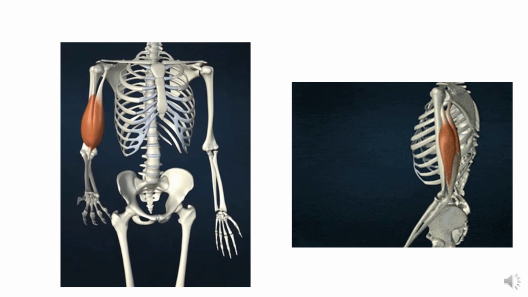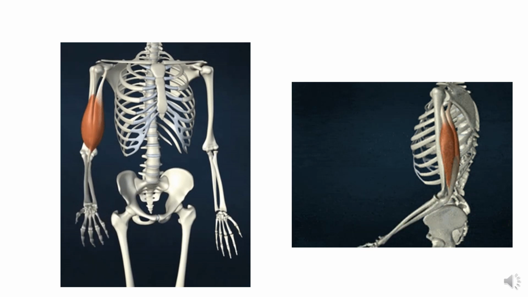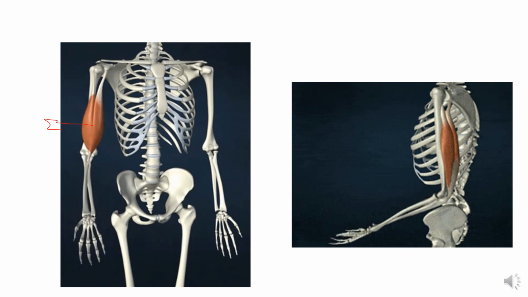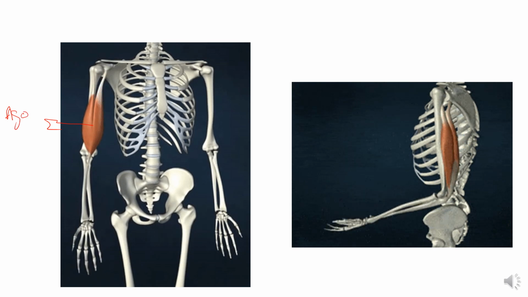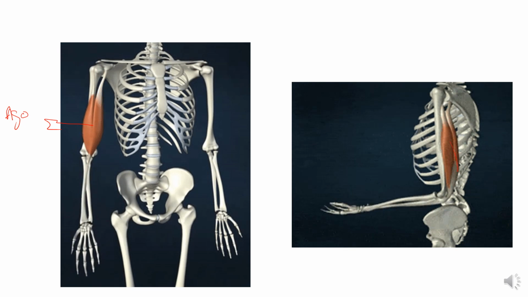So here you can see these are the animations showing the action of the biceps, which is the flexion of the elbow joint. This is the agonist. This is the prime mover of flexion, while the opposite action is produced by the antagonist here.